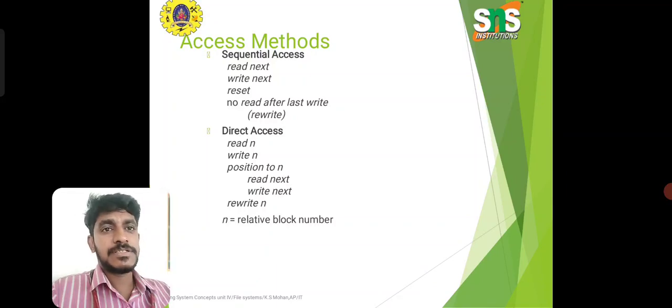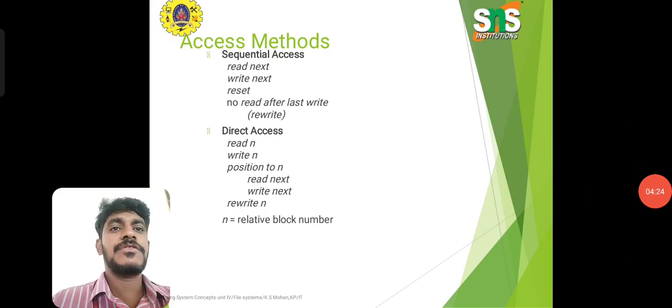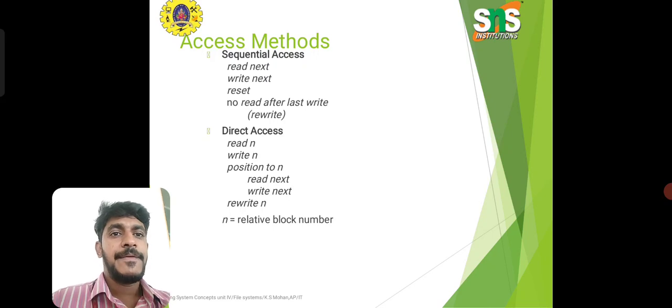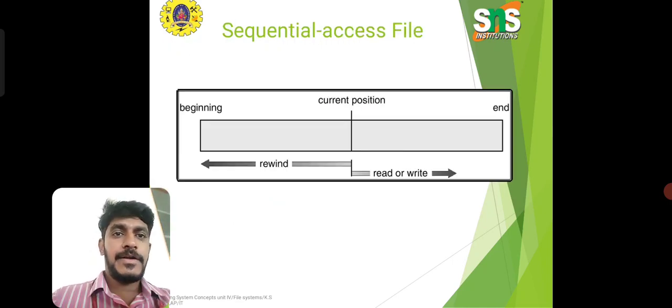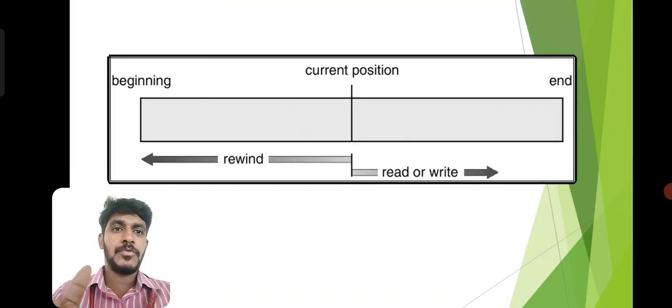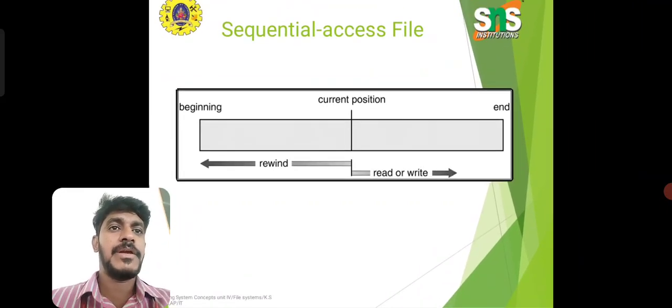Then access methods: we have sequential access and direct access. These are the two kinds of accessing files. In sequential access, we read next, write next, and reset to the beginning. In direct access, we read n and write n, where n is the relative block number. In the picture, we can see how the position moves from the beginning to the current position, is rewound, and reads or writes to the end position. So read or write will be the process here.